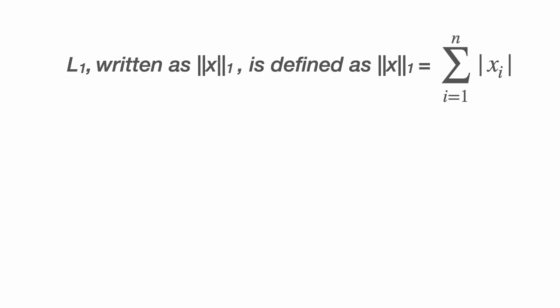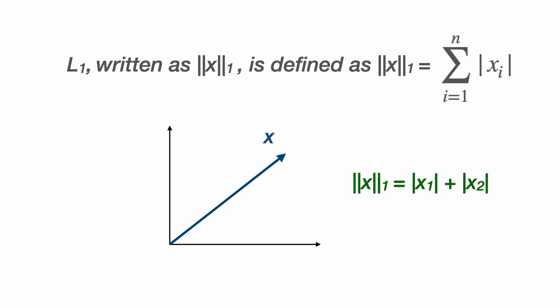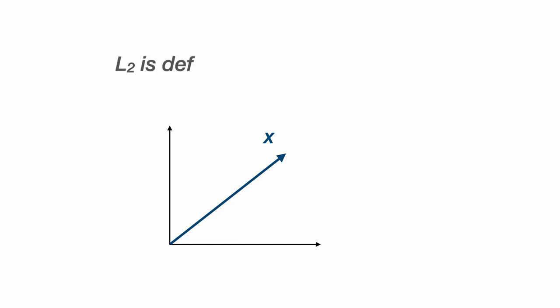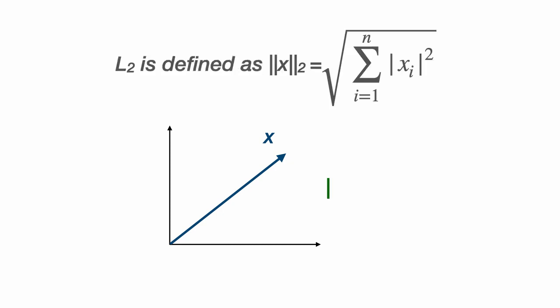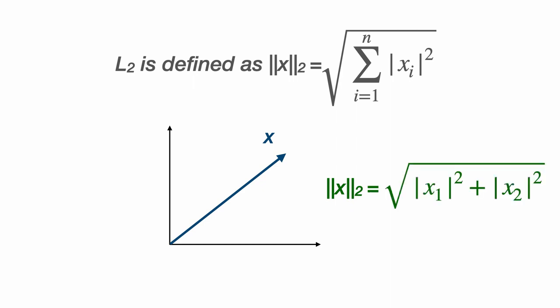So for example, the L1 norm is a sum of the absolute value of the components of x, which in two dimensions gives the absolute value of x1 plus the absolute value of x2. And for the L2 norm in two dimensions, we have the square root of x1 squared plus x2 squared. Think of this as like using Pythagoras' theorem to find the length of the vector x, or even the square root of the dot product of the vector x with itself.